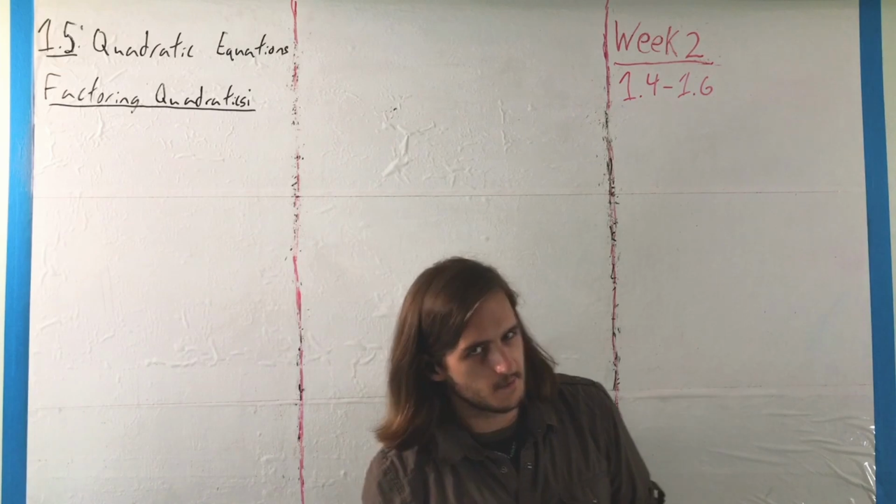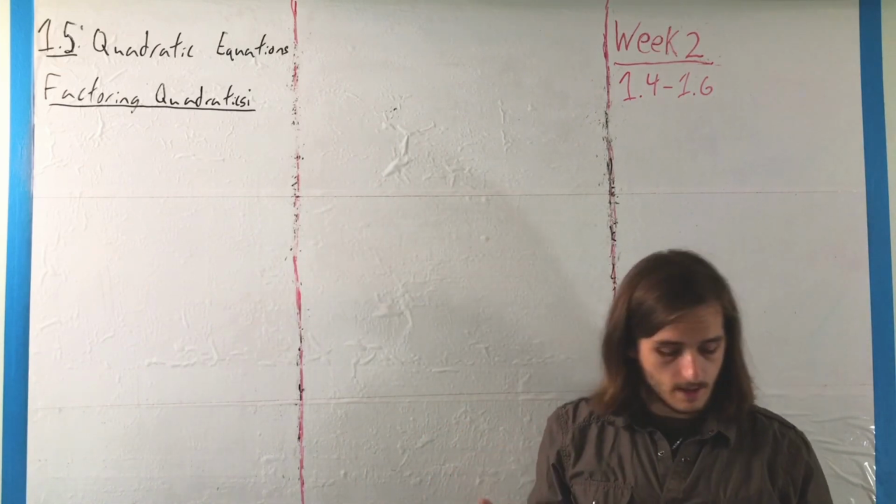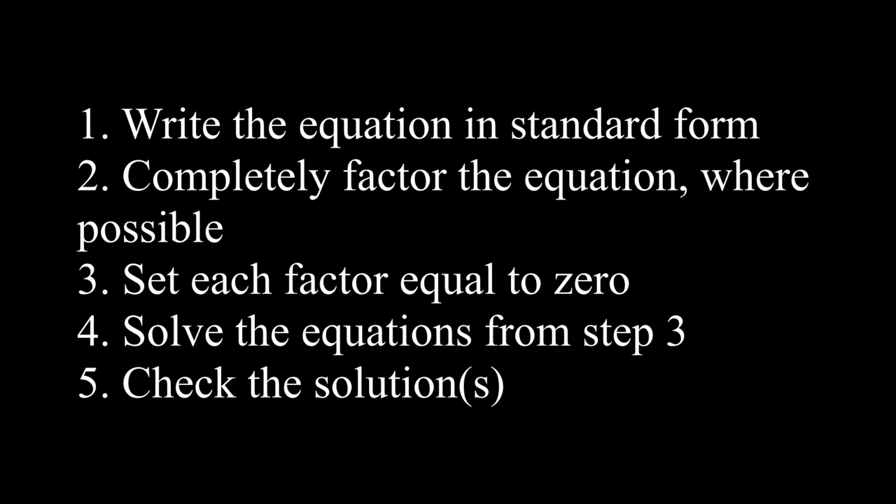In particular, the book gives us a 5-step process for doing this, where what you might want to do is write the equation in that standard form, ax squared plus bx plus c equals 0, then completely factor the equation where possible, set each factor equal to 0, solve the equations for each factor that you got from step 3, and check the solutions.